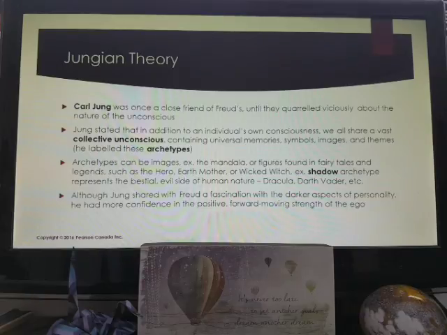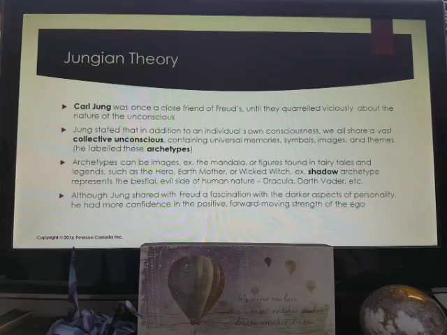He said that archetypes can be images, for example, the mandala, which is a magic circle thought to symbolize unity of self and unity of life and totality of self. Or figures that are found in fairy tales and legends, such as the hero. In stories, typically there's a hero type character, the Earth Mother, that nurturing force, or the Wicked Witch, the negative, wicked person in the stories and fairy tales.